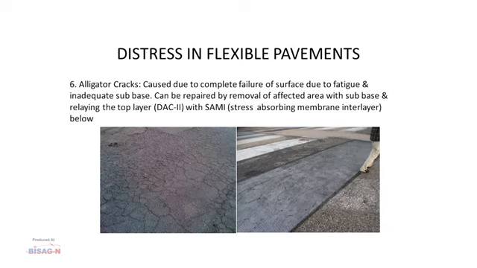Coming to the next, the alligator cracks. Here you can see an alligator-hide sort of pattern. This depicts the complete failure of the top surface, which is basically due to fatigue and inadequate subbase. These distressed portions of the airfield can be repaired by complete removal of the affected area with subbase and relaying the top layer with DAC 2 along with the SAMI layer.